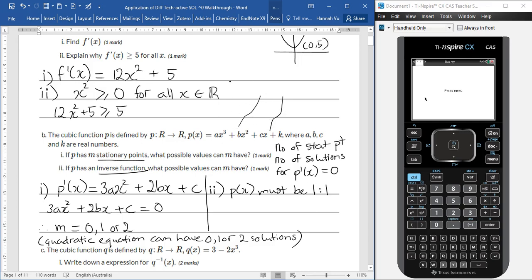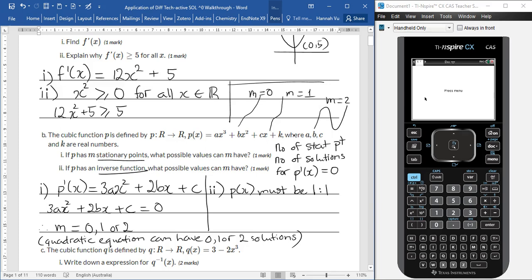This is when I really need more space, but this is when m equals 0, and this is when m equals 1. And if m equals 2, if you have 2 stationary points, then you would have a maximum and minimum, something like that. You could have a negative cubic graph, of course.